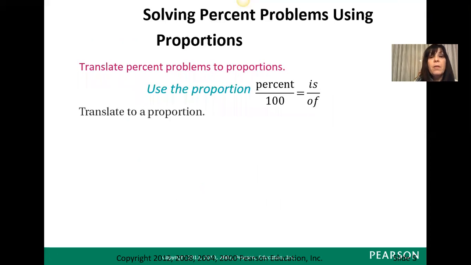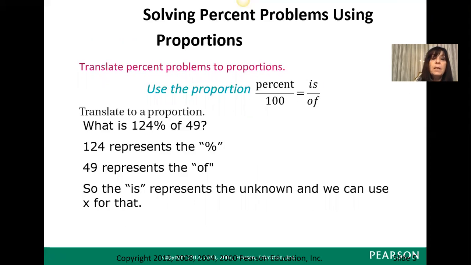The other thing that I thought we could look at today is solving simple percent problems, but using proportions. Sometimes percent problems can be tricky because you don't know which things to multiply or divide. So there's an easy way to do this, and that is to always use the same proportion: I take the percent number over the constant of 100 and set that equal to whatever is in the "is" position of the sentence divided by whatever is in the "of" position of the sentence.